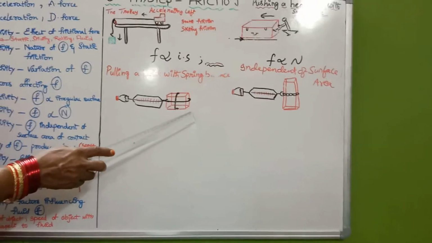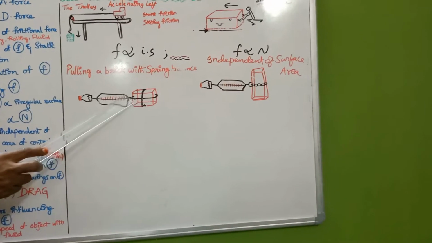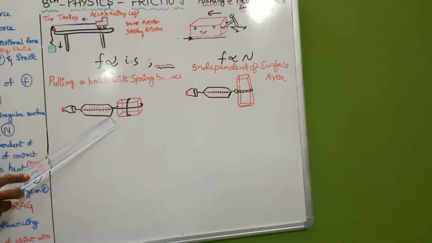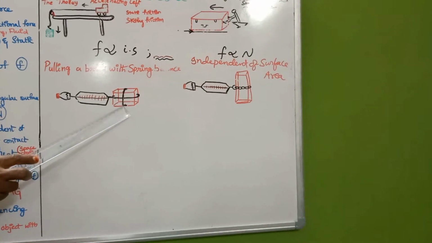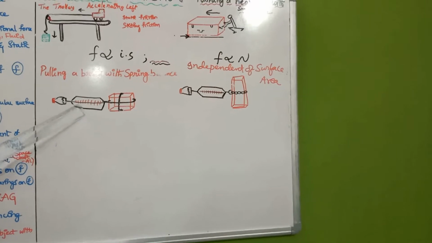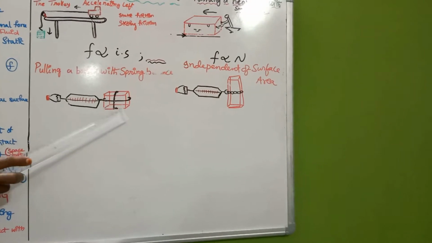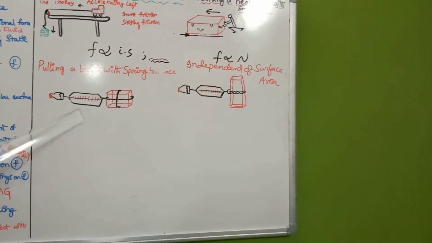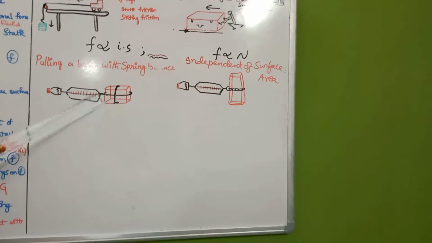Place it horizontally on a plane surface. With the help of a string, attach it to the spring balance. Now apply force to make the object, which is at rest, move. After some time, by applying more force, the brick starts moving. Note the reading by seeing the length of the spring balance.